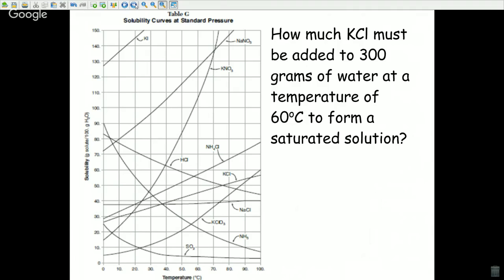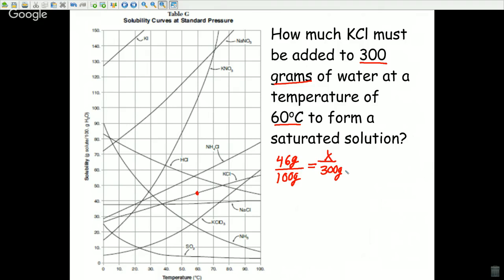And in this example, we're using an amount that's not 100, we're using 300 grams. So we need to know how much will dissolve when it's 60 degrees, keeping in mind that's only 100 grams of water. So starting at 60, coming up to here, you can hit 46 grams of potassium chloride in 100 grams of water. And they want to know how much is going to dissolve in 300 grams of water.